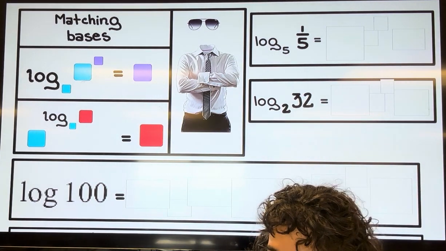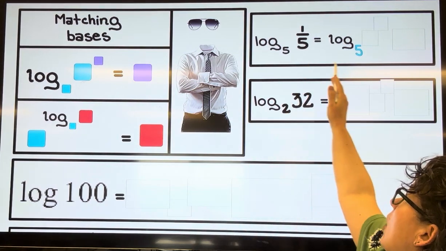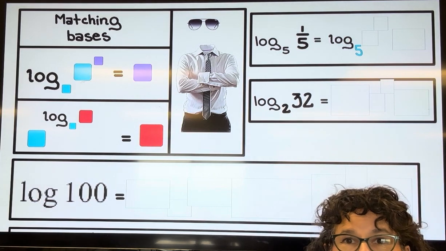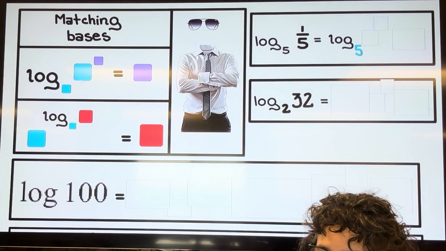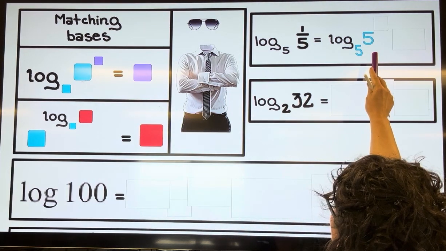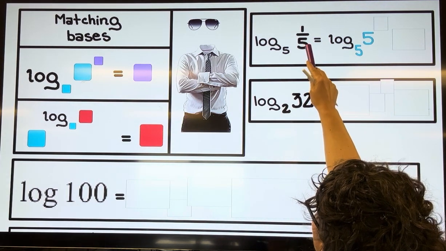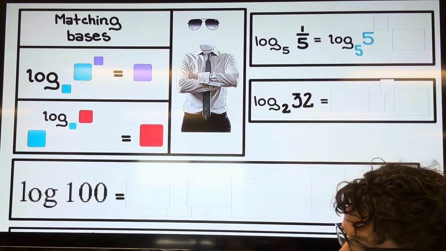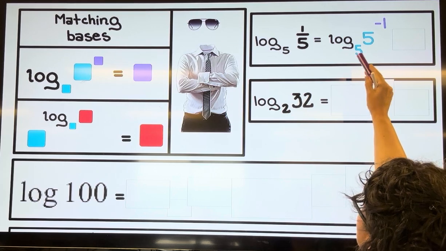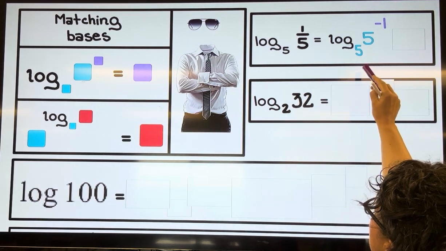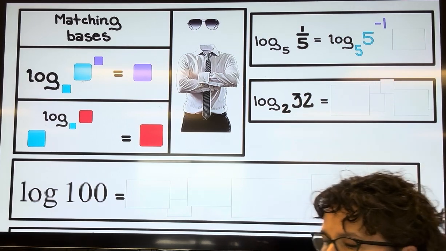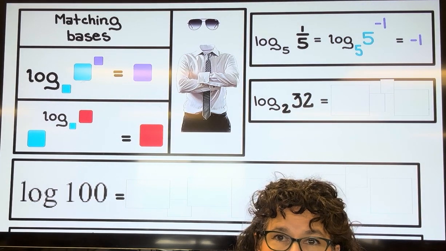If I see that I have the log base 5, I need to force that 1/5 to be 5 to the power of something. 1 over 5 is 5 to the power of -1. I now have rewritten 1/5 as 5 to the -1 to force those bases to match, so my answer ends up being just -1.